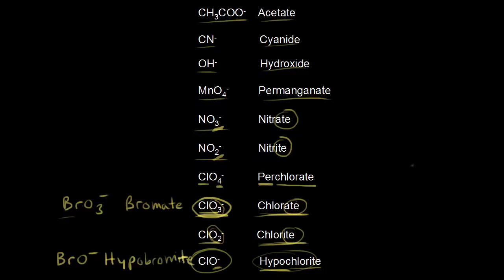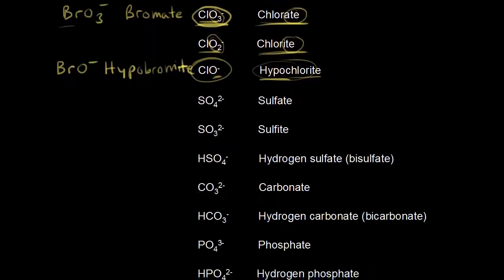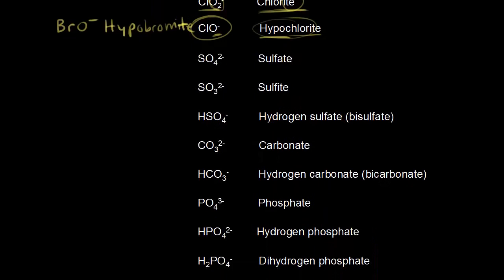All right, let's look at our next set of polyatomic ions. Let's get some space down here. So we have SO4 2- is called sulfate, right? So we have our -ate ending, and then we have 4 oxygens. If we go to 3 oxygens, SO3 2-, this is sulfite, right? Because -ite means fewer oxygens.